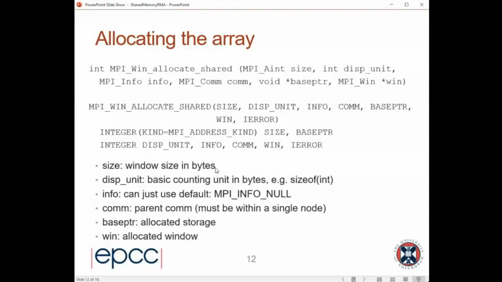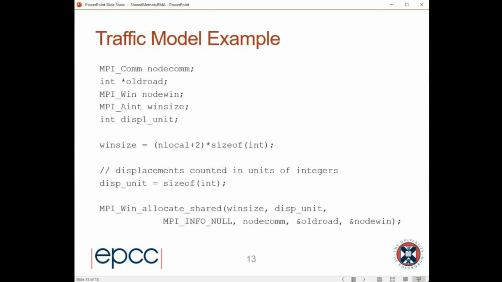That's the Fortran. Size is the window size in bytes, then the displacement unit, the info, MPI_INFO_NULL, and the communicator. It must be within a single node. If not, it will complain. You cannot allocate a shared window across different nodes. The base pointer is the allocated storage, and the allocated window is the window. So if you want to do puts and gets, you need to use the window. If you want to directly read and write, you can directly read and write to this base pointer. It's just like a normal array.